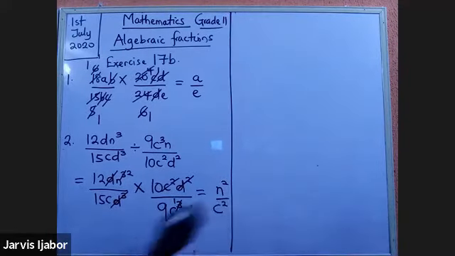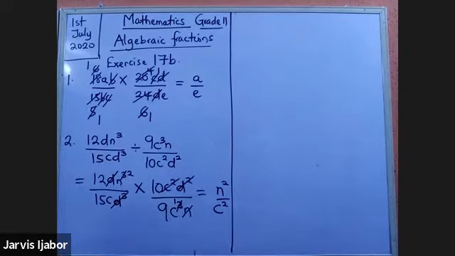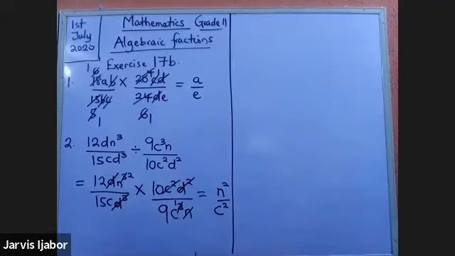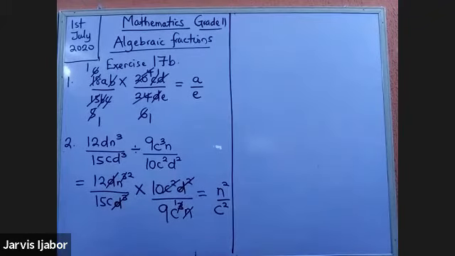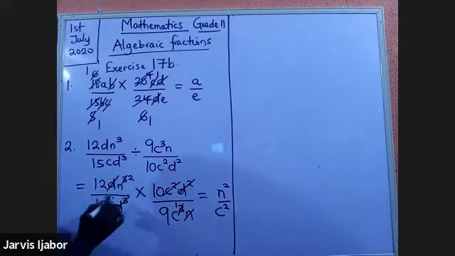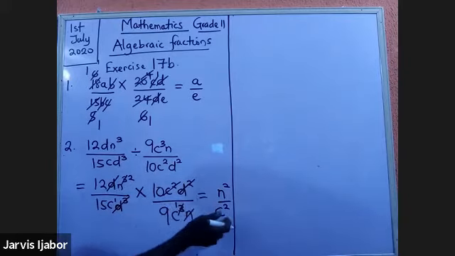c squared. Now the question is, how did I get c squared? How is it that I'm having c squared? This is c, this is to the power of 1. This is c again to the power of 1. So that is what? C squared.